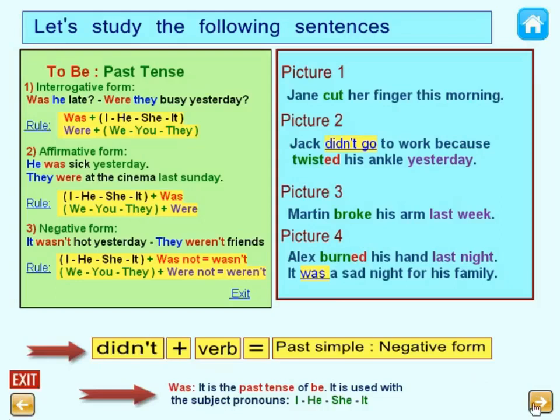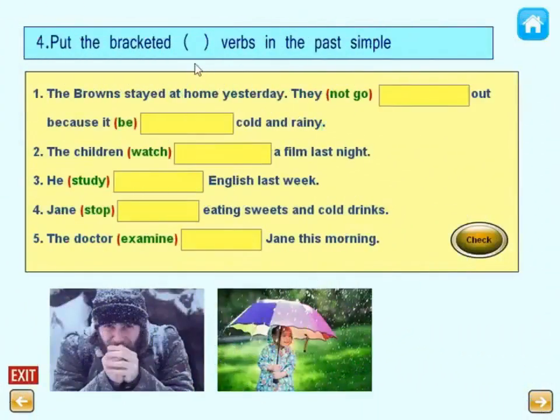We move to activity 4. Here, you are supposed to put the bracketed verbs in the past simple. Take 4 minutes to do the task. Type your answer here, then click on the check button.